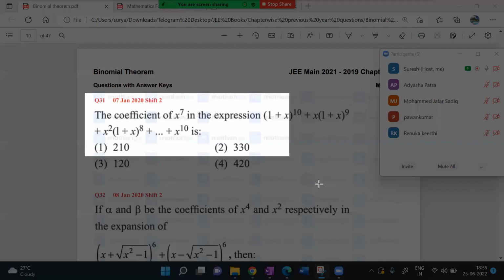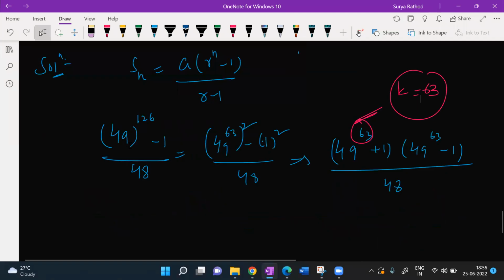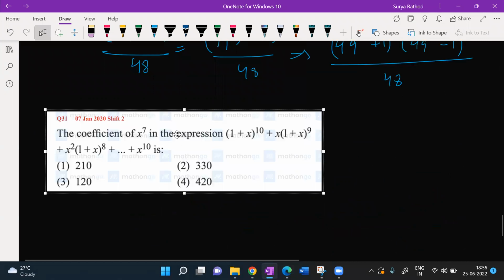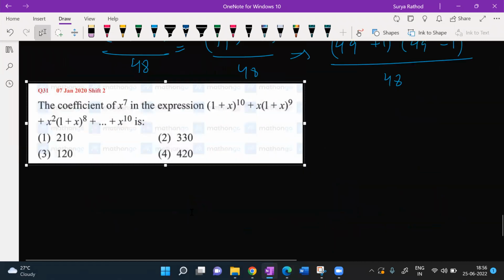Everyone solve this question now. I'll share this notes. Do not worry. Sir, I'm not copying, sir. You're not giving extra time to copy. If I give extra time, beta, it takes so much time. No problem. Solve this question. I'll share these notes. You can copy later, but you try this now.